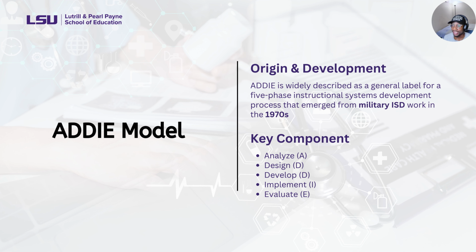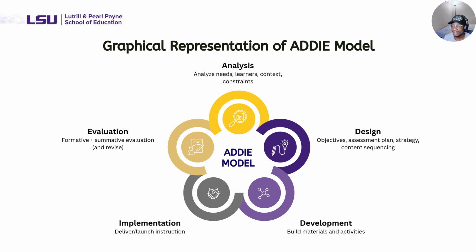The first instructional design model is the ADDIE model. ADDIE is widely described as a general label for a five-phase instructional systems development process that emerged from military ISD work in 1970. So the key components are analyze, design, develop, implement, and evaluate. So this is the graphical representation of the ADDIE model.